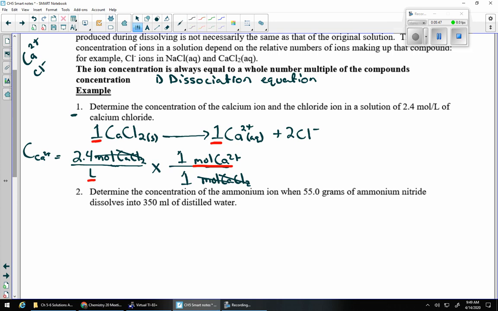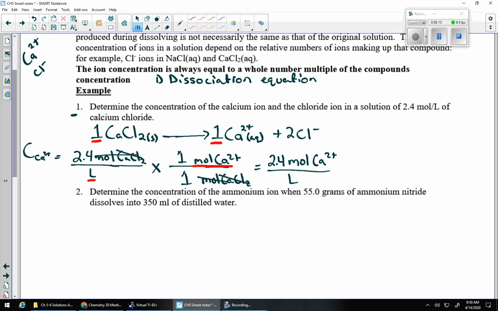So I want, and this is really easy math, 2.4, sorry, times 1 divided by 1, just so easy. So that's going to be 2.4 moles of calcium ions for every liter of solution, right? It's exactly the same because 1 calcium chloride produces 1 calcium ion. So not so bad, right?